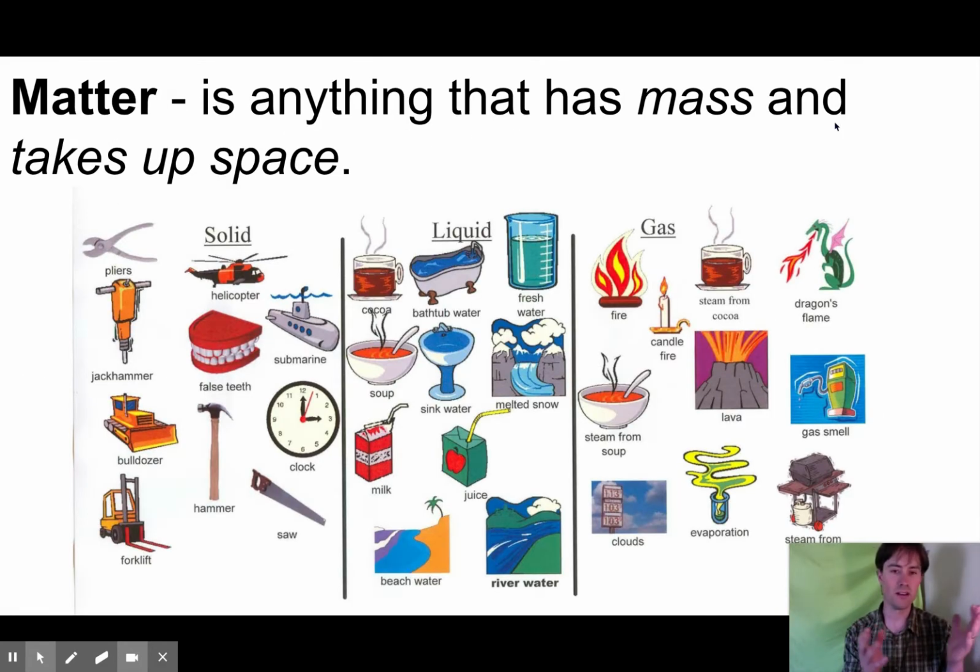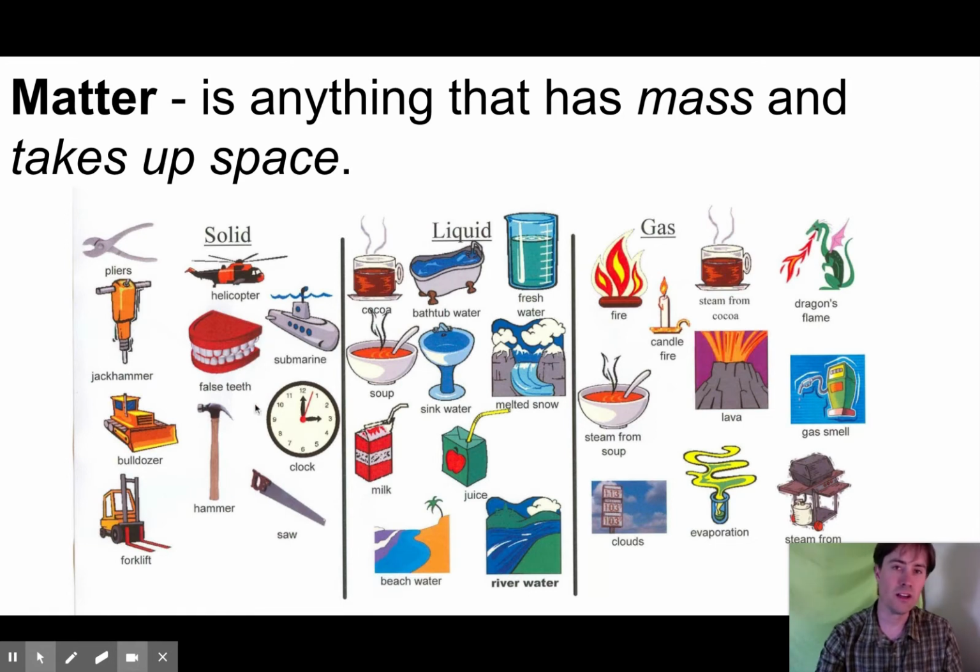First, what is matter? Matter is anything that has mass and takes up space. My picture here, false teeth, is made of atoms and takes up space. The room inside the mouth is taking up space. Another term for taking up space is that it has volume. Hammers, bulldozers, and tools here are solids. Those are all types of matter.